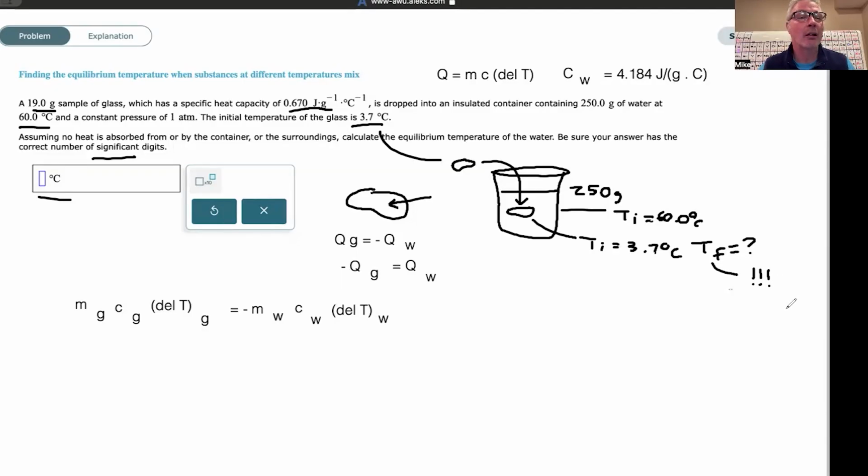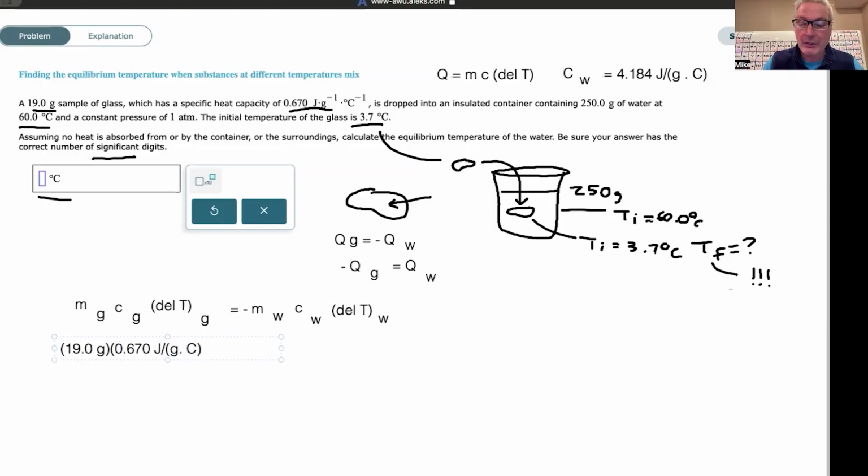Because the cool glass has less than a tenth of the mass of the water, and the heat capacity of water, as always, is the biggest thing in the world. So here's how we're going to set this up, guys. We're going to be careful that we take our mass of our glass, 19.0 grams. They told us the specific heat capacity of glass. This particular kind of glass, I'm sure all kinds of glasses have different heat capacities, is 0.670 joules per gram per degree C.